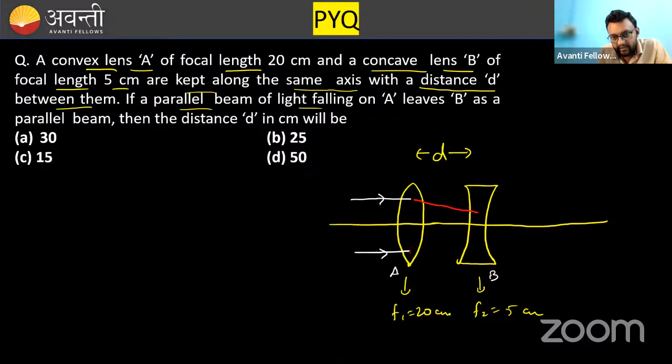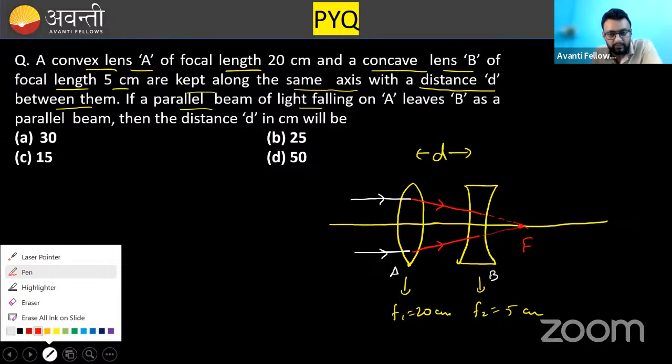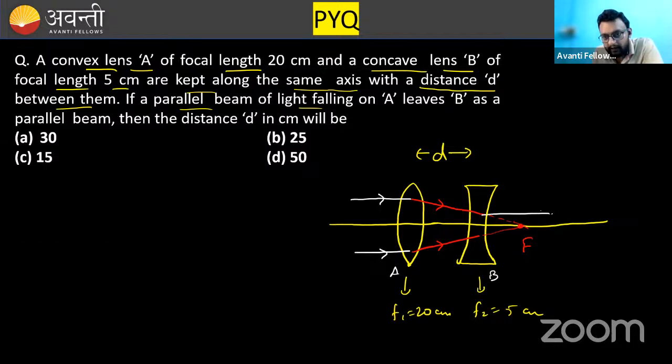This lens has diverged the rays, and these rays are meeting at this point. Similarly, these rays are also meeting at this point. Now, the rays coming at the focus will become parallel to the principal axis. So these rays will become parallel to the principal axis. That's the situation.